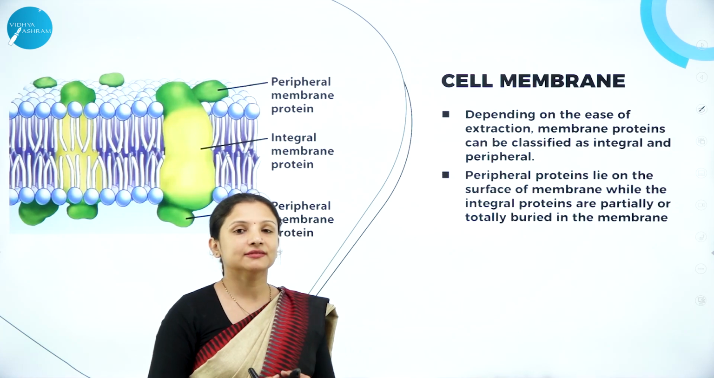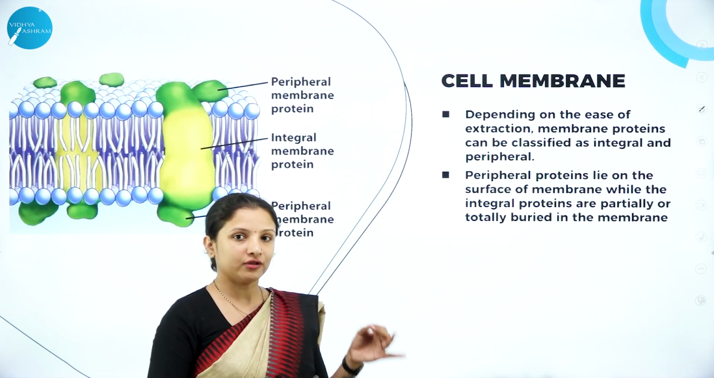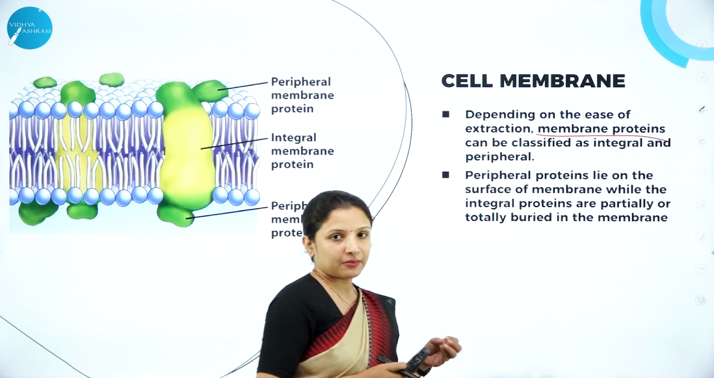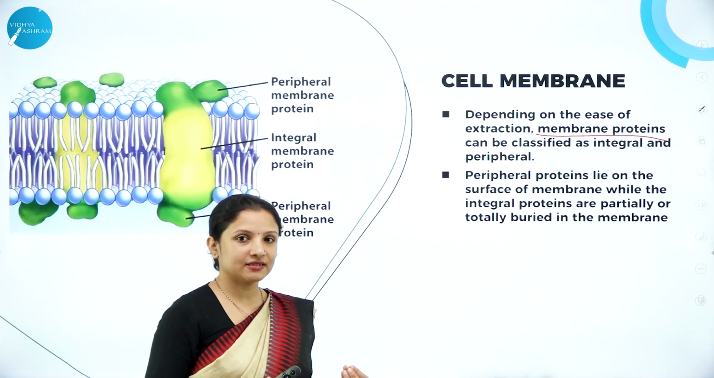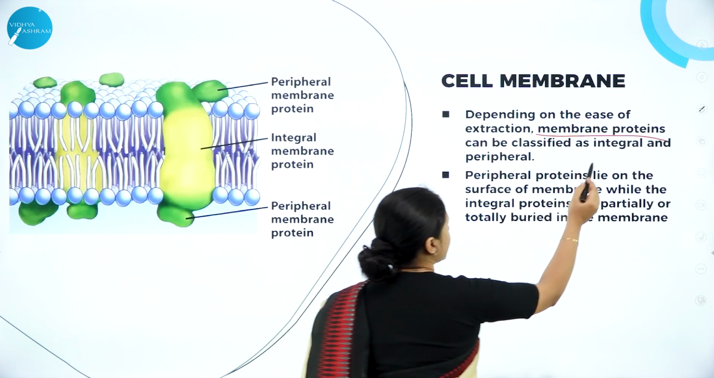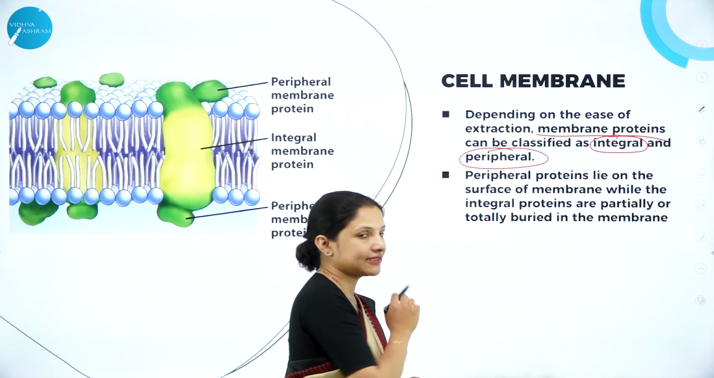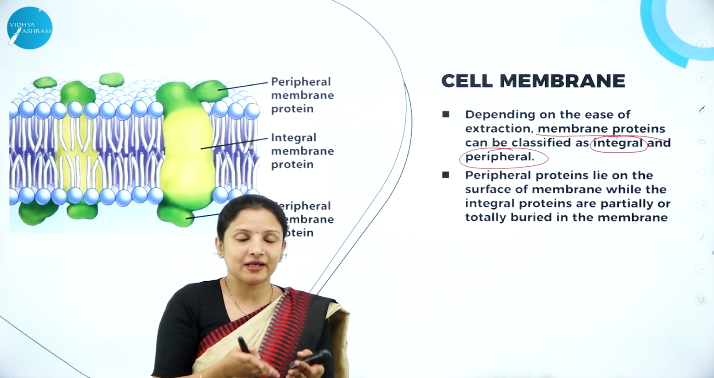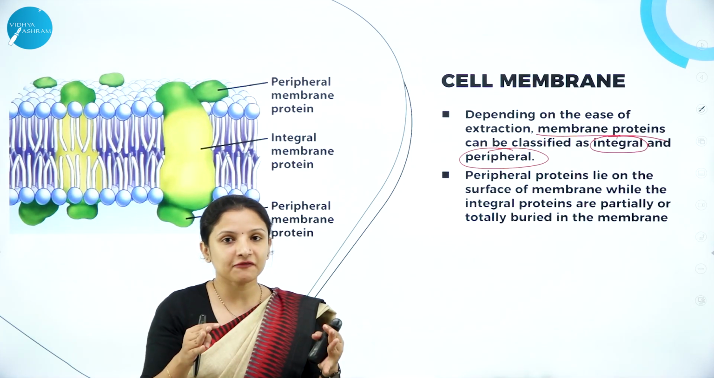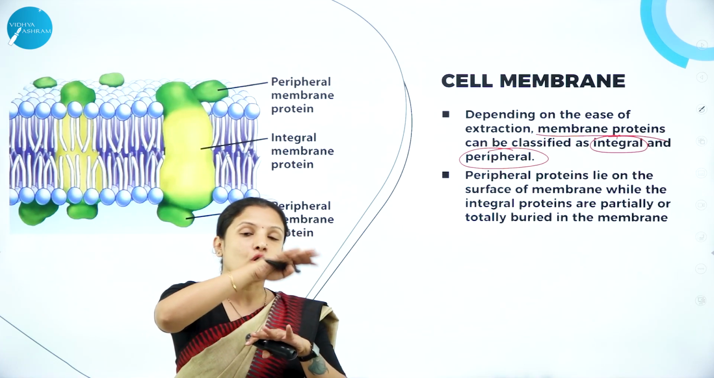So we had studied that the cell membrane, apart from having lipids and carbohydrates and cholesterol, is also made up of proteins. They have some membrane proteins, and for easy understanding, based on how easy they are for extraction, the membrane proteins are classified into two types. One is the integral proteins and the other is the peripheral proteins. The name itself says integral protein, meaning it is embedded within the plasma membrane or within the cell membrane. Peripheral means towards the outside. So peripheral proteins are always present on the plasma membrane or on the lipid bilayer.